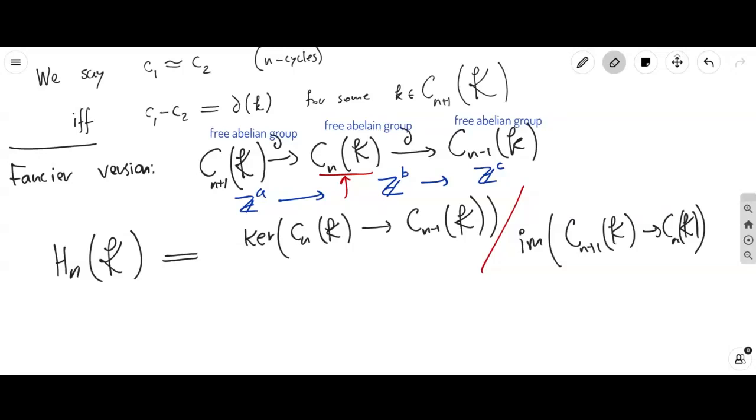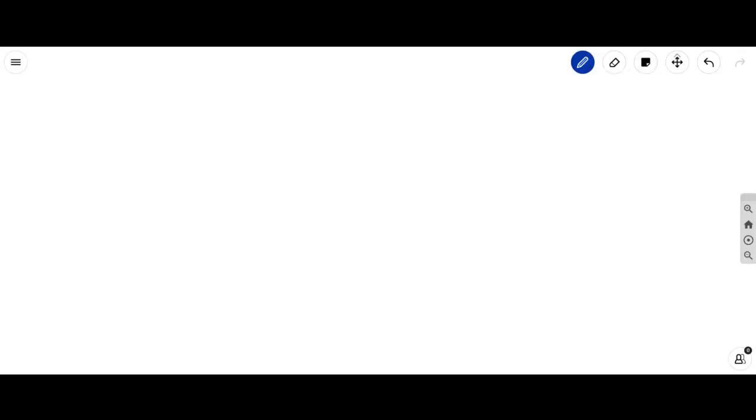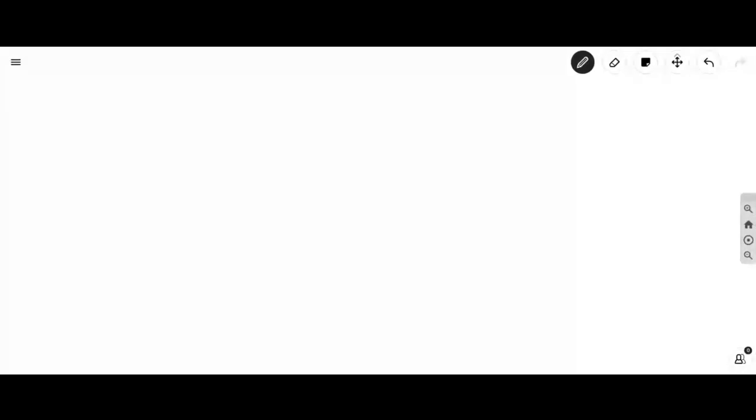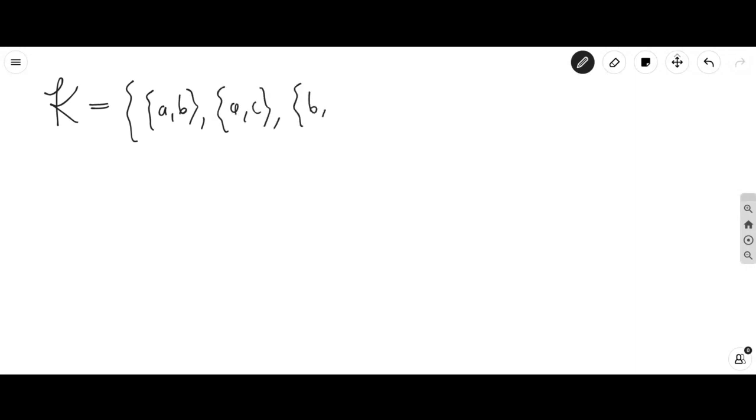So that's the definition. And now that we have the definition, let's actually work through some examples and do these calculations. Let us do the following example. Our complex is going to be given by AB, AC, and BC. And as we remarked, we often do not write out every simplex because the moment I give you a simplex, we also know that its subsets are also included. So just to save writing space.